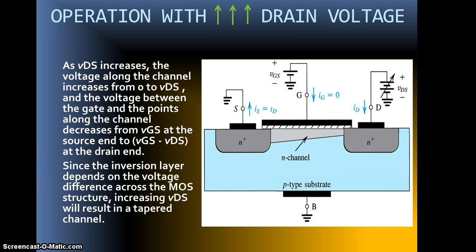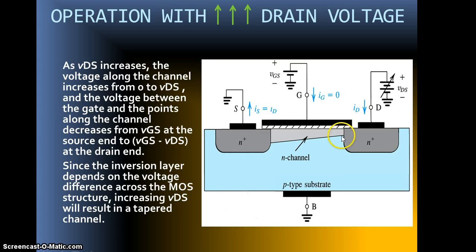So we are now going to be operating with increasing drain voltage. As VDS increases, the voltage along the channel increases from 0 to VDS, and the voltage between the gate and the points along the channel decreases from VGS at the source to VGS minus VDS at the drain end. So here you can see, as you increase this positive voltage applied to the drain for the NMOS type of device, along the channel the voltage increases from 0 to VDS. The only thing is, the voltage at this point is VDS, but here it is VGS minus VDS.